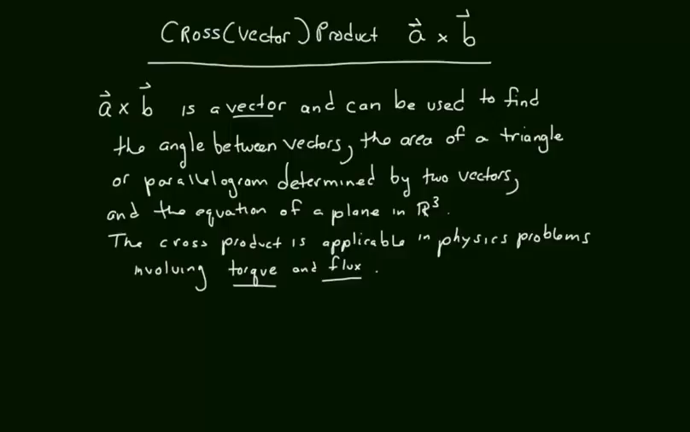The cross product can be used to find the area of a parallelogram determined by two vectors, as seen in the video, and the equation of a plane in R3, which we did not discuss in this lesson. The cross product is applicable in physics problems involving torque and flux. These are two topics that you are not responsible for knowing on your examination. Torque and flux, you do not have to study that for this exam.